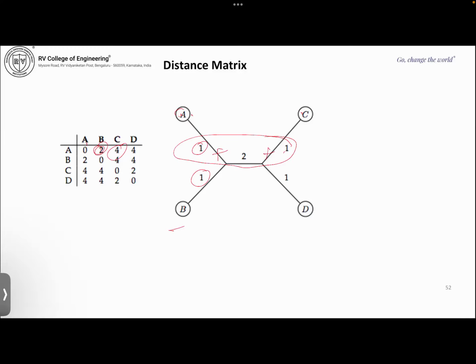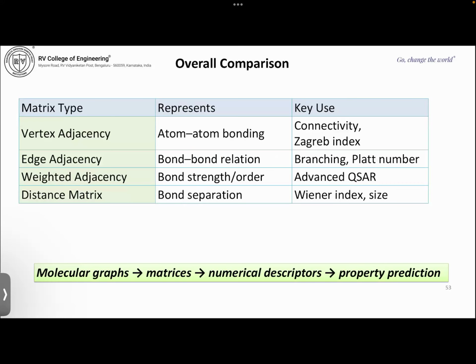Similarly for B, C, D. Okay, so overall the comparison is for the 3 types of matrices: vertex adjacency, edge adjacency, weighted adjacency, and distance matrix. Where vertex adjacency represents the atom-atom bonding. It is used to understand the connectivity and Zagreb molecular descriptor.